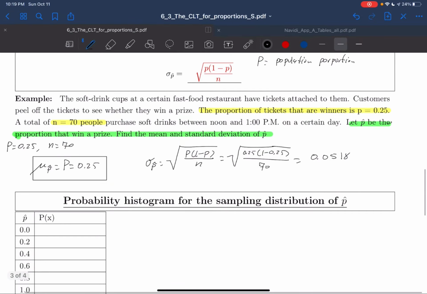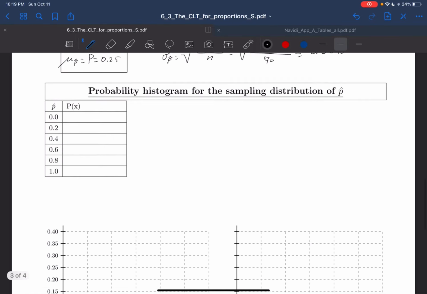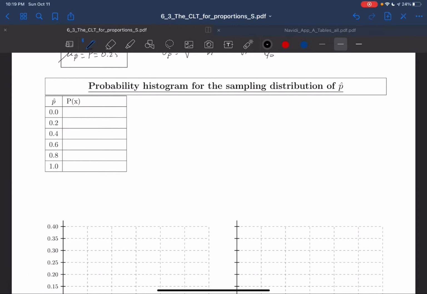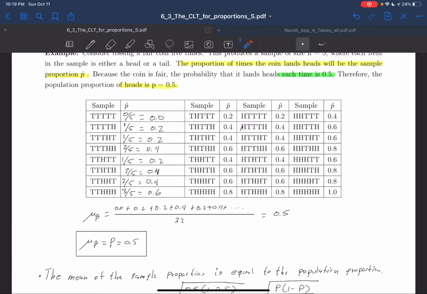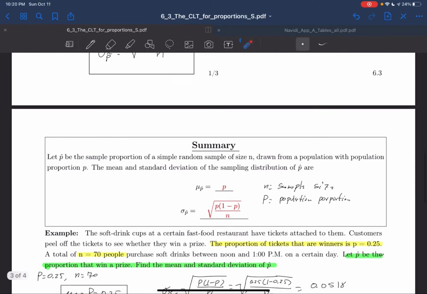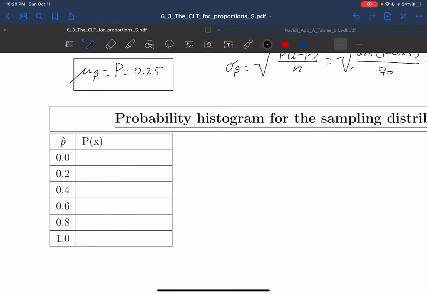So like what we did in the previous section, we could actually make our histogram using the sampling distribution of our p hat. So let's consider the example we did earlier. So we want to make a probability distribution table. Here we want to know how many times our sample proportion is equal to 0. If you see, this only happens 1 out of the total 32 samples. So this will be 1 over 32, which is roughly 0.03125.